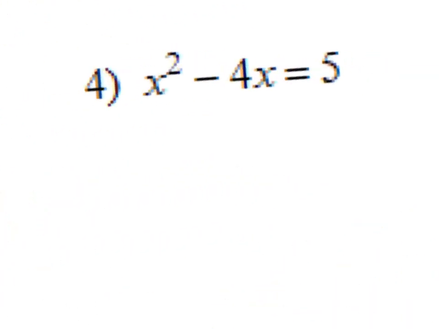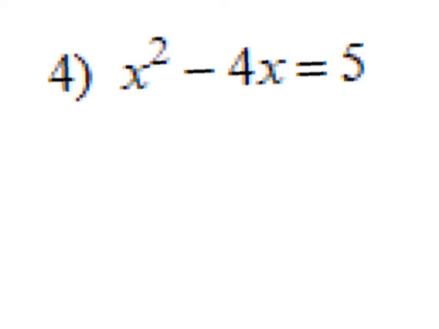Okay, number 4. Again, we need to set equal to 0 first. So I'm going to move that 5 over and get x squared minus 4x minus 5 equals 0. Now I'm looking for factors of -5 that get me -4. If I think -5 and 1, when I multiply, I get -5, right? And then when I add them, I get that -4.